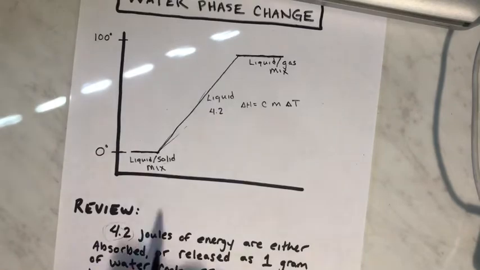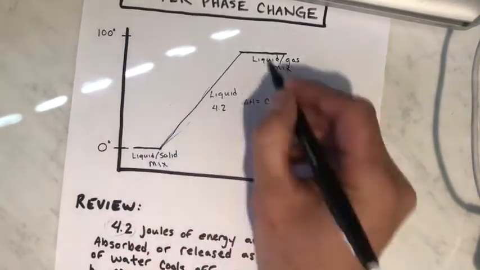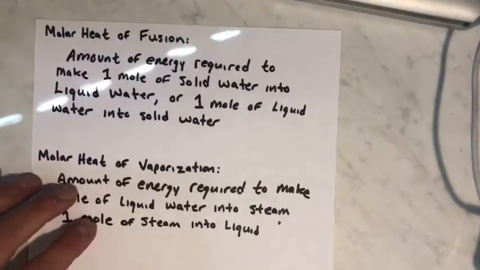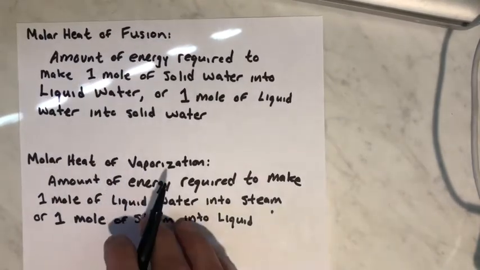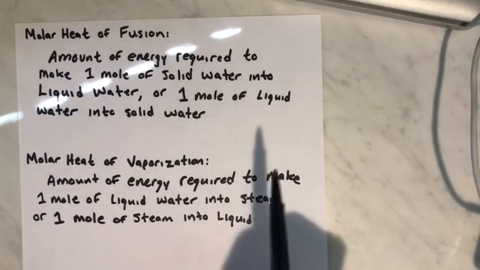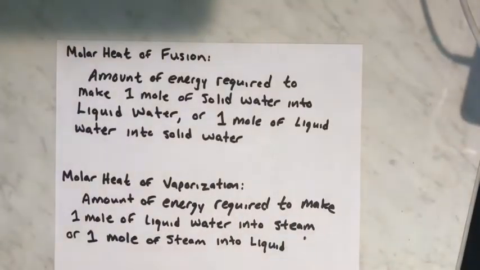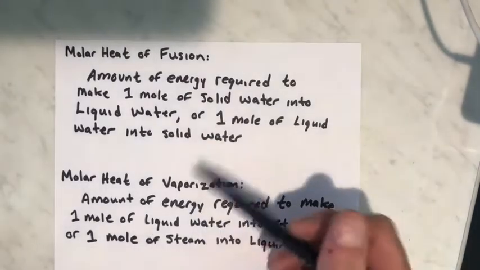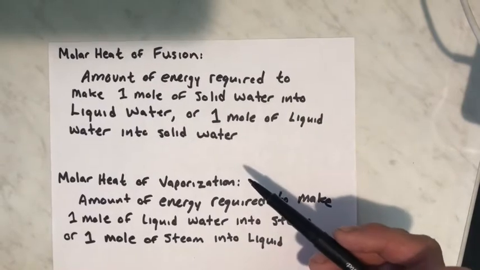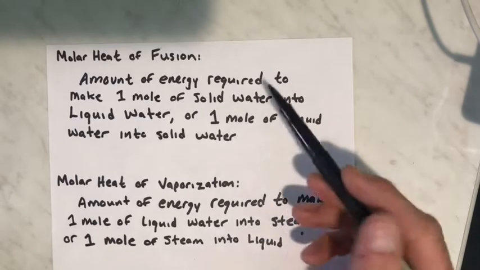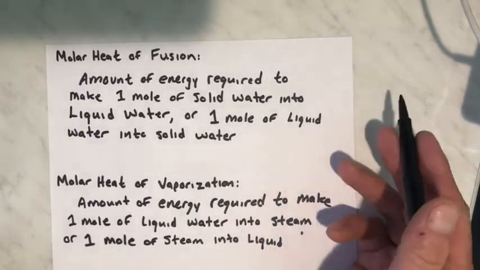So let's talk in particular about these flat portions of this line. Those have two special names. Those are known as the molar heat of fusion and the molar heat of vaporization. They're similar to the specific heat values. They're amounts of energy required to do something to water, but they're different in that they work with a mole of water instead of a gram of water. And a mole of water is like 18 grams, right?